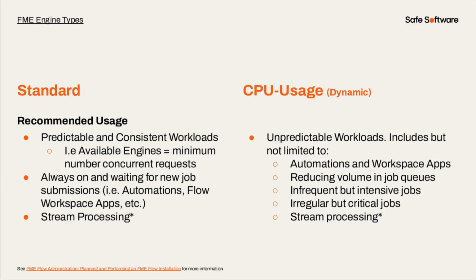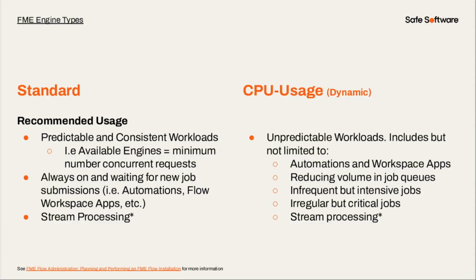CPU usage, on the other hand, is best suited for unpredictable workloads. And this is including things like workspace apps, automations, and reducing volumes in job queues. So CPU usage is, again, really good for when you have peaks in data processing requirements. This is when they can automatically turn themselves on, cut down that job queue, and then turn themselves off. So it's a very cost-effective way, instead of deploying in that similar scenario 100 standard engines, which would cost a lot more, you can deploy your 10 standard engines and have CPU usage handle the rest of the volume as it comes variable throughout the year.